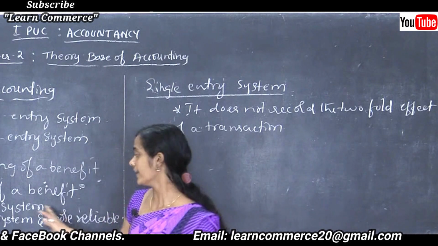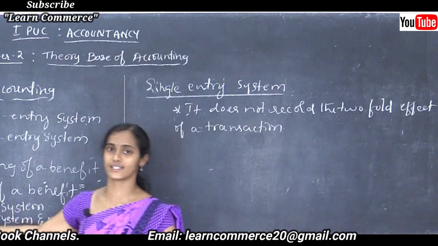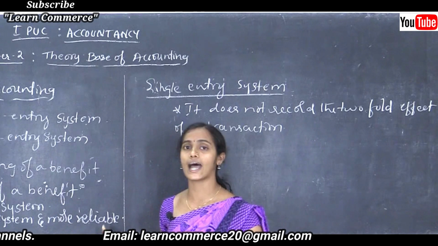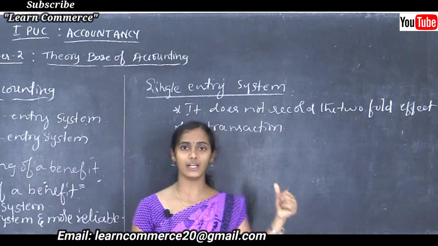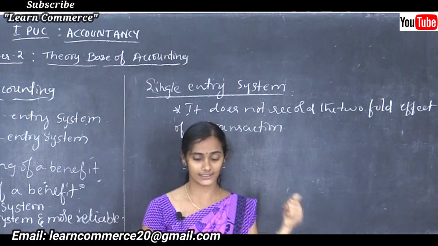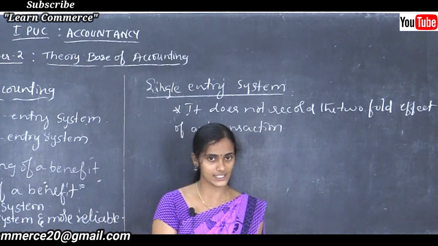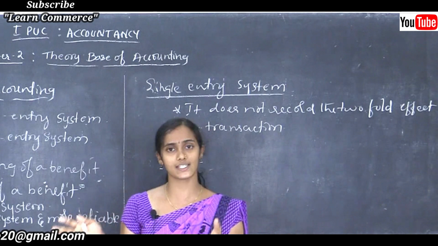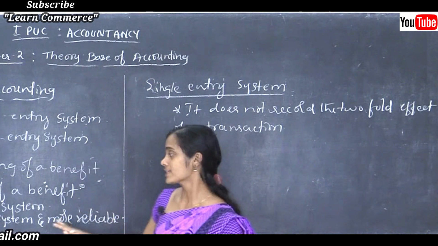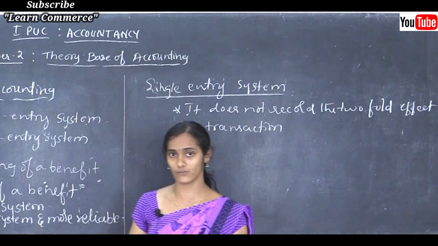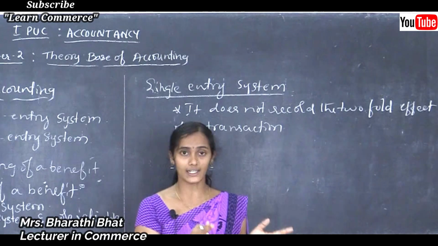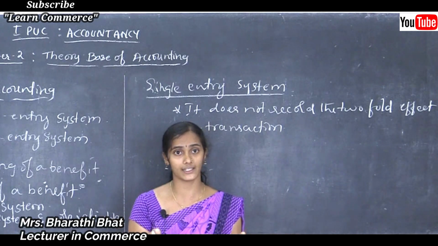Okay, it means what? It is not an accurate system and it is not reliable. Here more reliable, here not reliable, like that. So the single entry system is not a complete system of accounting. It is unsystematic, meaning an accurate system is not followed here. So it is an incomplete and unsystematic account.